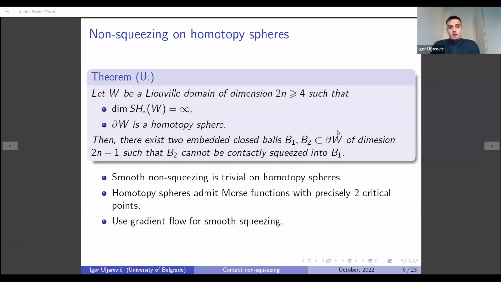Actually, by the same method, we can prove that there exists contact non-squeezing on the boundary of every Liouville domain that has infinite dimensional symplectic homology. But sometimes it happens that this non-squeezing is actually also topological non-squeezing. So the role that is played here by homotopy spheres is to make sure that we get something that is topological squeezing, but contact non-squeezing.